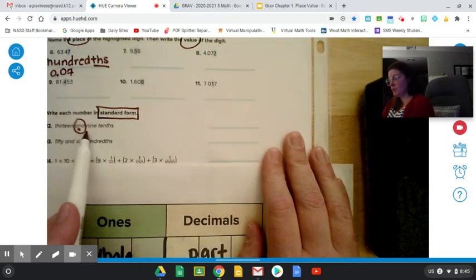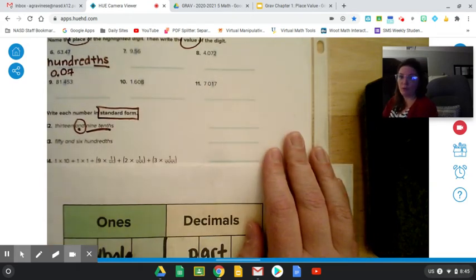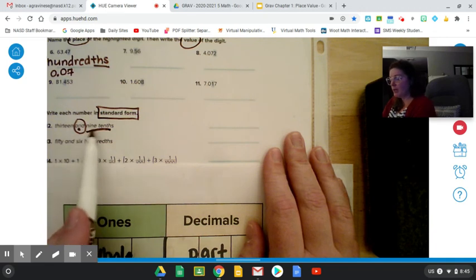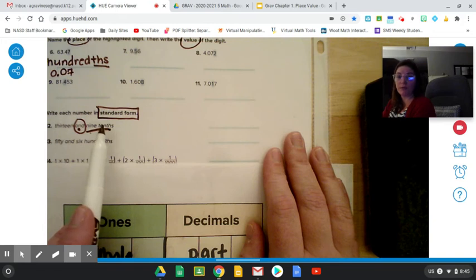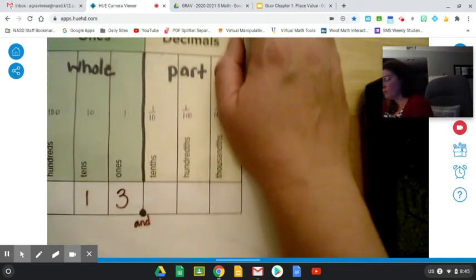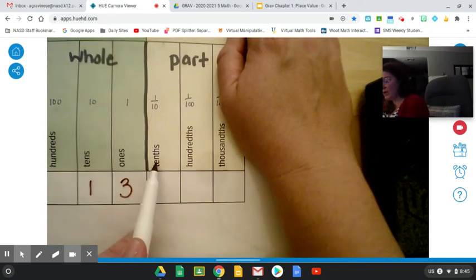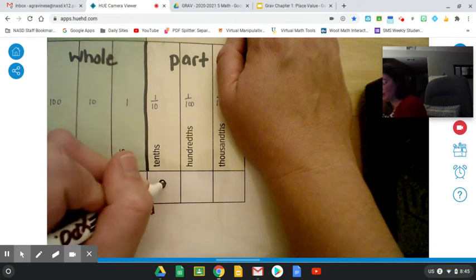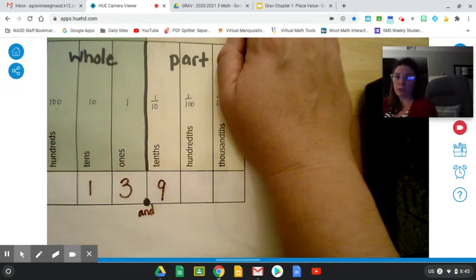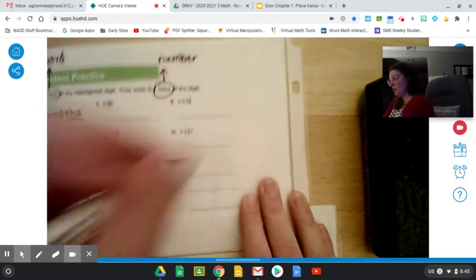What's after my decimal point? Those are decimal values. 9/10. Tenths is the place value of the last digit. So I need to have my number go up to the tenths place. And I have 9 of those tenths. Well, here's the tenths. I needed 9. So there's the standard form, 13.9.